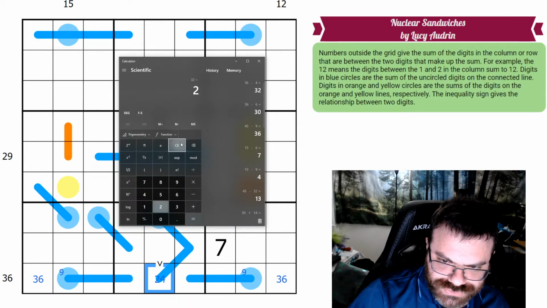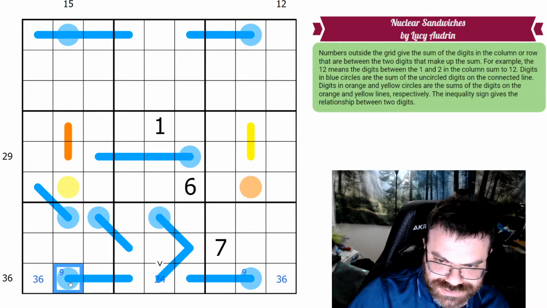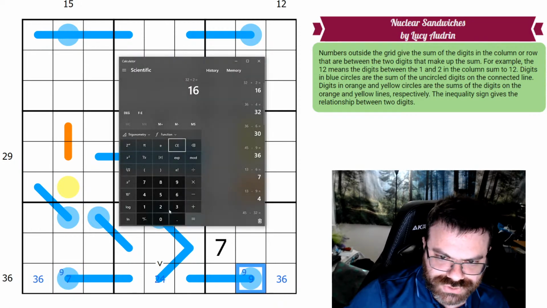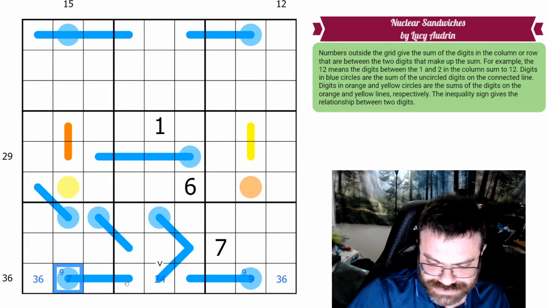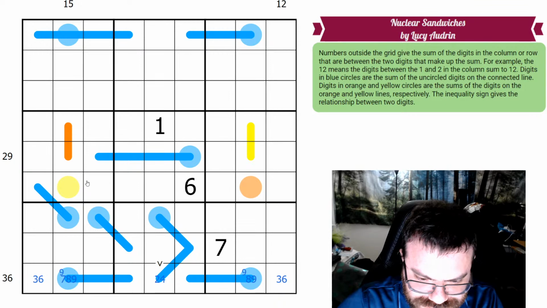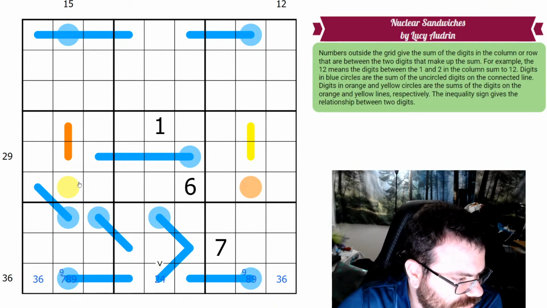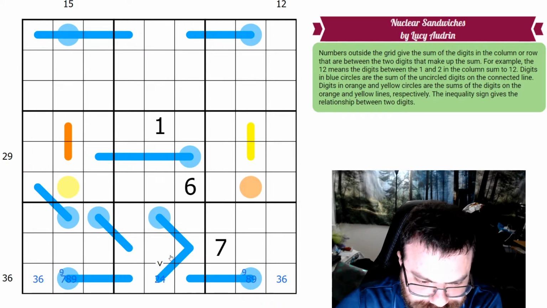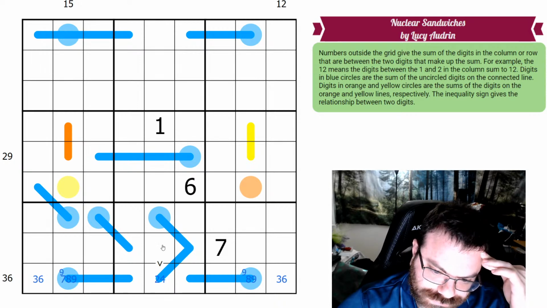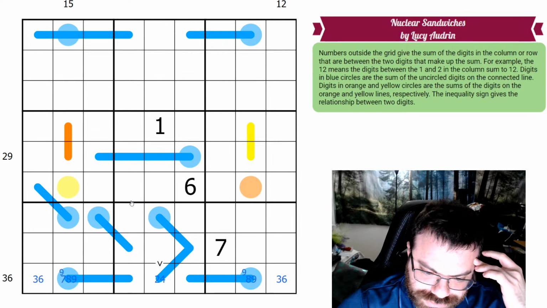36 minus 4 is 32. So these would add to 16. So that would be 9, 7. So that would put the 7 here and the 9 here. If it was a 2, then we would be 34. We'd be adding to 17, which would be 9, 8. So that's our options. Okay, what now?